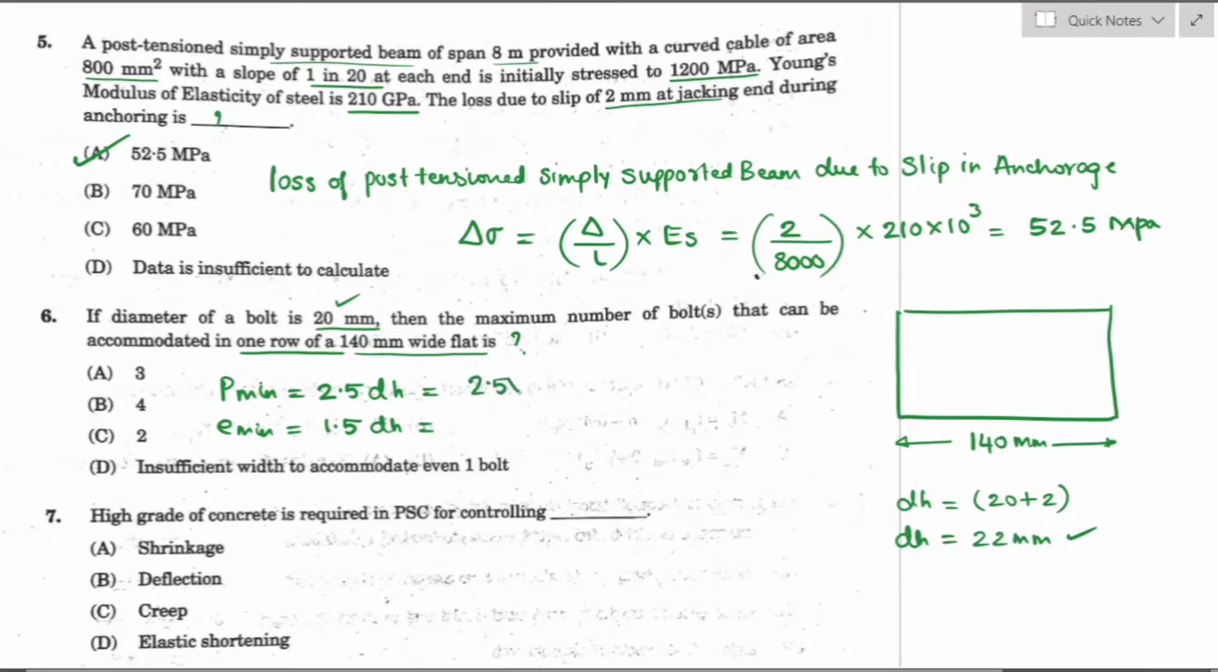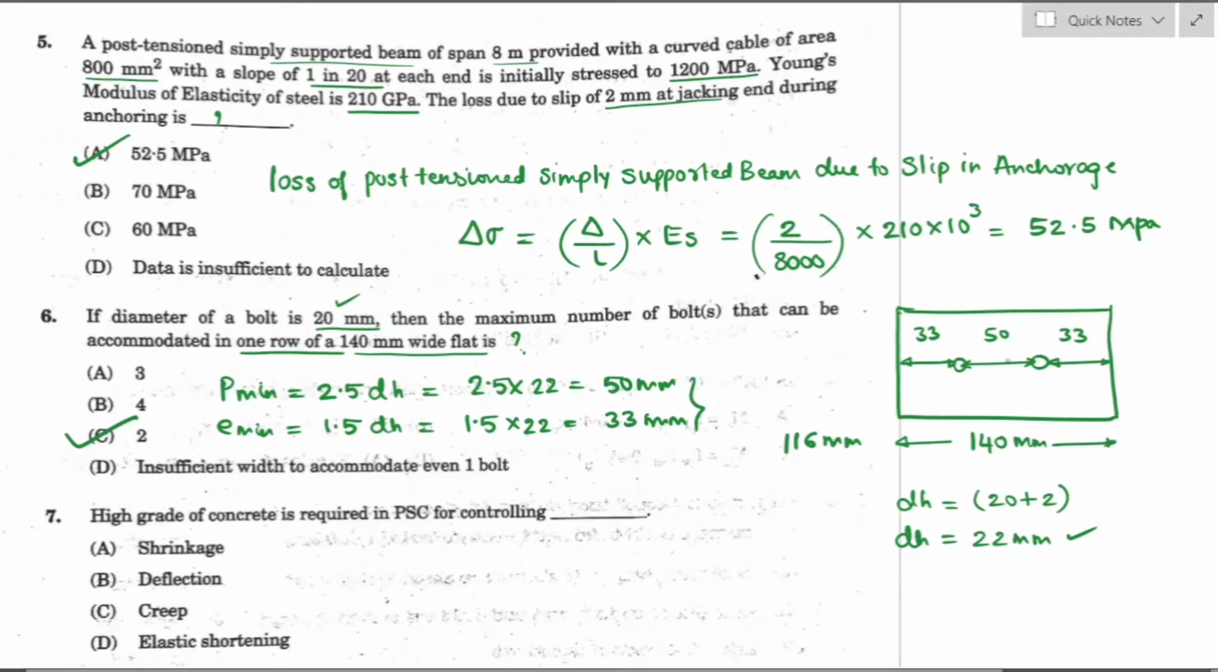So the minimum pitch distance will be 2.5 times of 22 which is equal to 50 mm, and the minimum edge distance is taken as 1.5 times of bolt hole dia. So it is 33 mm. So let us try to accommodate two bolts with a minimum pitch of 50 mm between these two bolts and edge distance is 33 mm. So if you calculate this total length, it is 116 mm, which is less than 140 mm. So we can provide at least 2 bolts. Option C is the right answer.